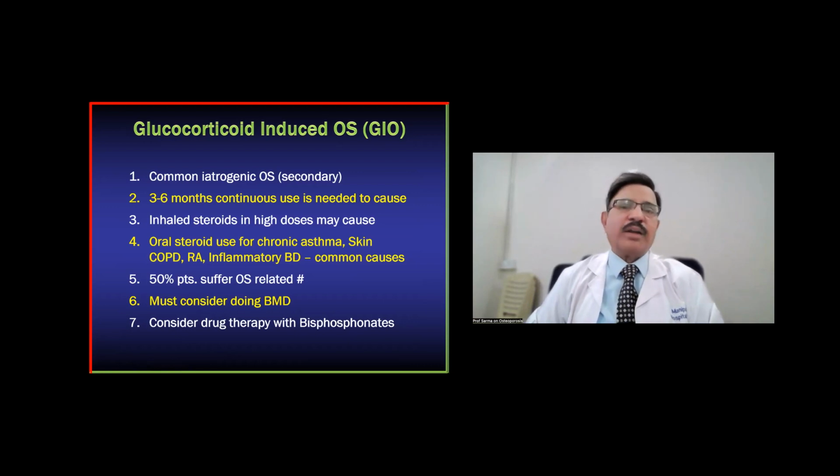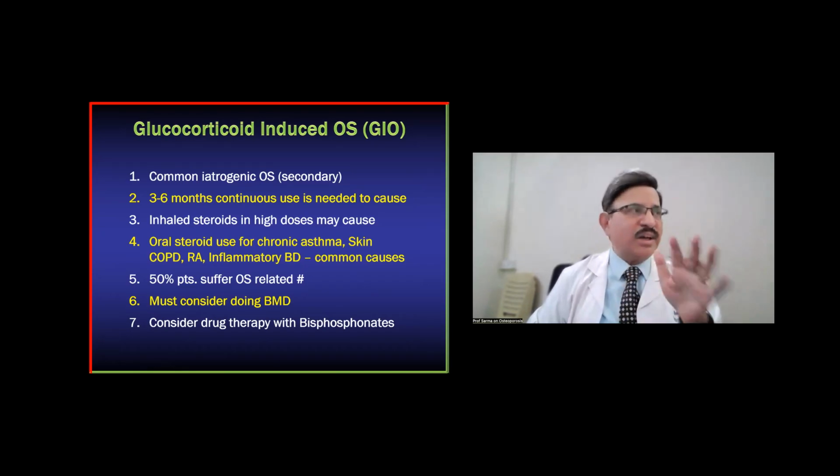So if I had not treated him with those 10 days of prednisolone, he probably would have survived another 10 years without renal failure, but with very severe rheumatoid arthritis. Okay, 3 to 6 months of continuous use is needed to cause that. If you take one prednisolone today, tomorrow nothing will happen. At least 3 to 6 months of long-term steroid use is always dangerous.